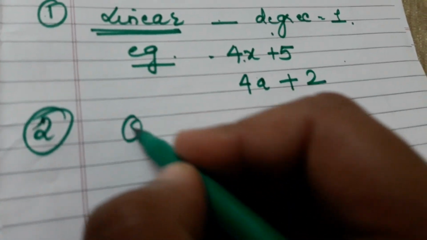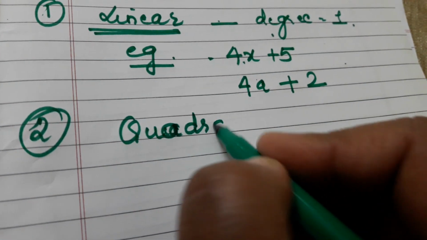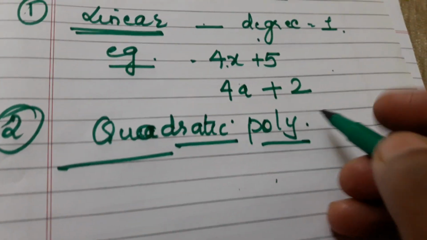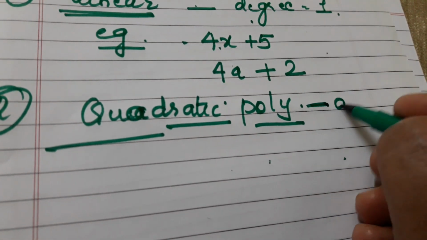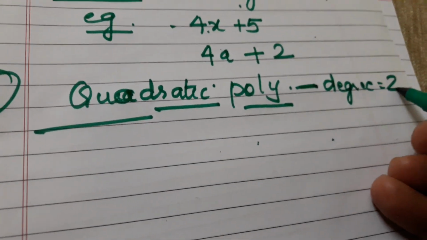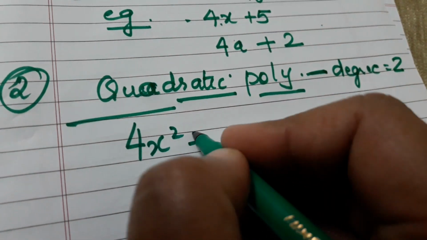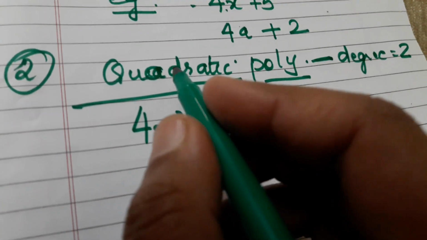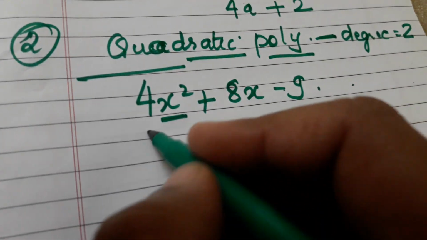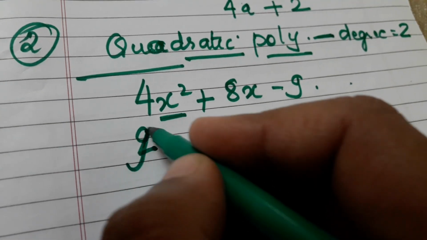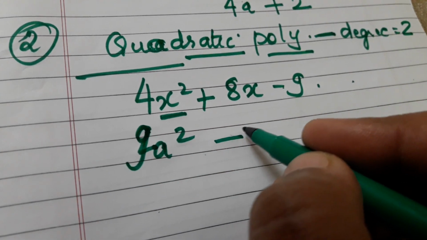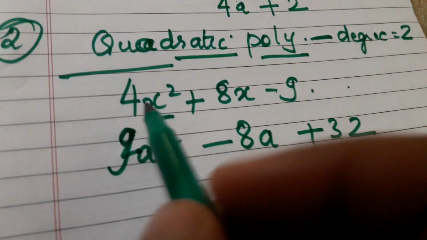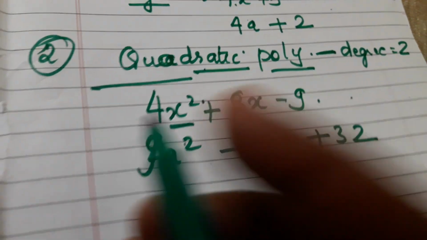Number 2. The second type is a quadratic polynomial. In the quadratic polynomial, the degree will be equal to 2. That means 4x square plus 8x minus 9. Here you will see the highest power is 2, hence it is a quadratic polynomial. If I take it as 9a square minus 8a plus 32, this is a polynomial because the degree is 2, hence it is a quadratic polynomial.